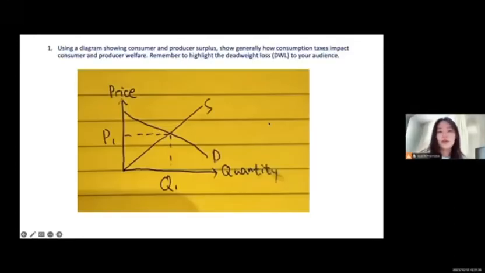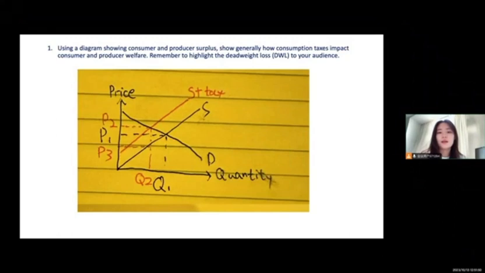So here we have our price on the vertical axis and quantity on the horizontal axis. Our initial demand and supply curves are represented by D and S. Here we assume that a consumption tax is levied on the consumer when they purchase goods. Due to the increase in payment fee, which is S plus tax, we move the supply curve to the left.